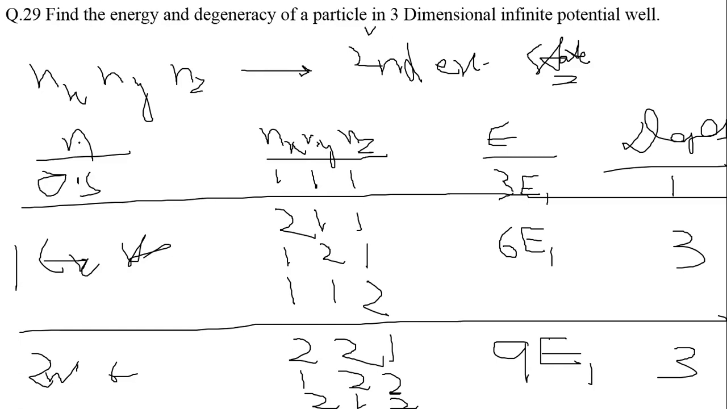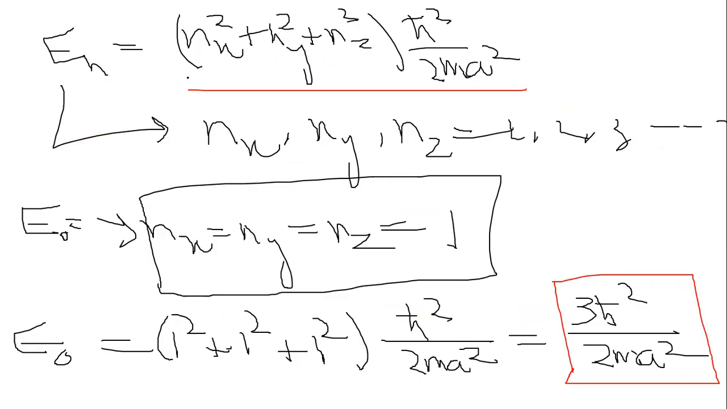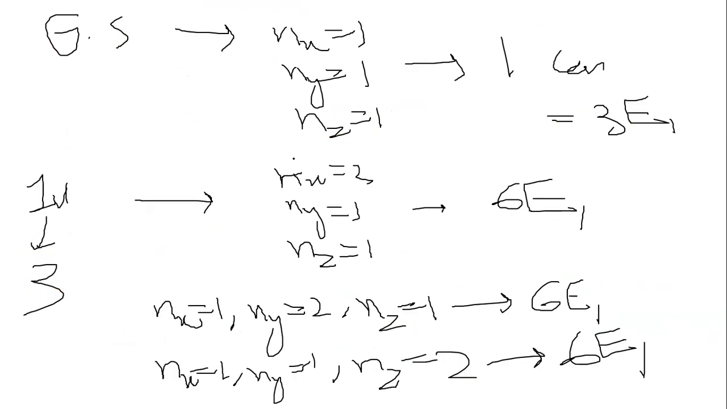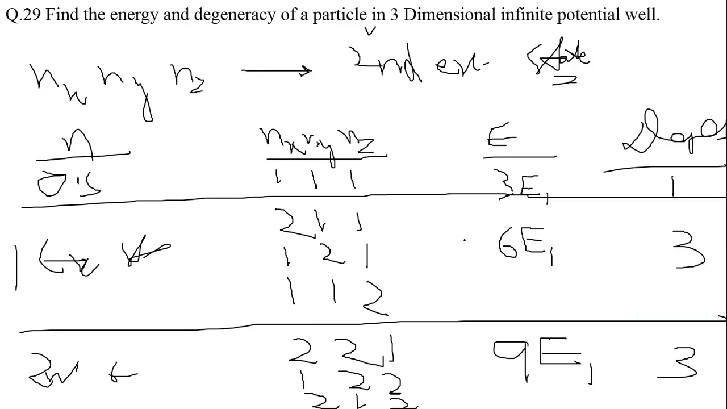So for a three-dimensional infinite potential box, the ground state will be Nx, Ny, Nz all are 1. So the energy is 3E1 and degeneracy is 1. For the first excited state, it is 6E1 and degeneracy is 3, because any one of the numbers Nx, Ny, and Nz will be 2. So 2 square plus 1 square plus 1 square will be 6. I'm again repeating, 2 square plus 1 square plus 1 square, because here the energy value is Nx square plus Ny square plus Nz square. So it is 6E1 and degeneracy is 3.